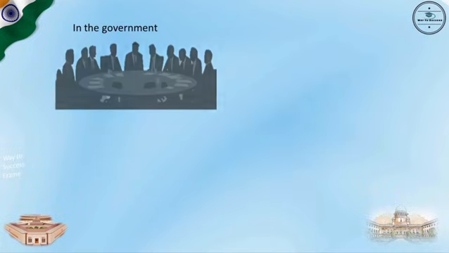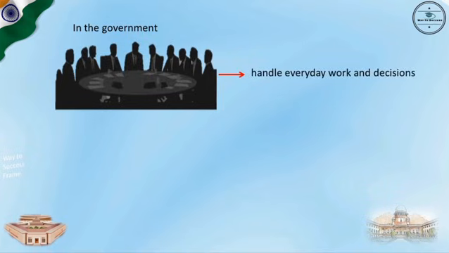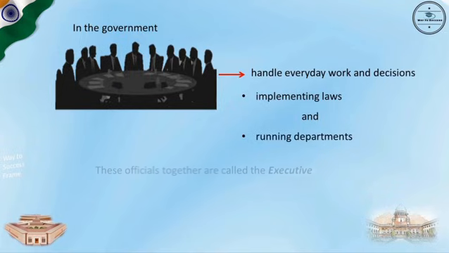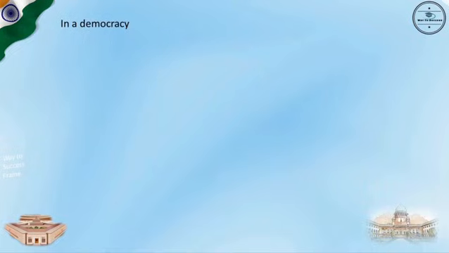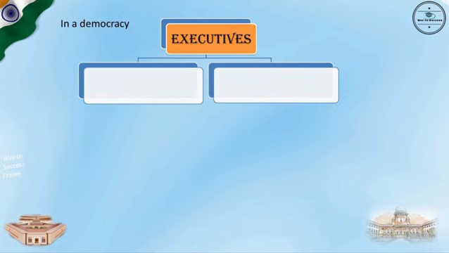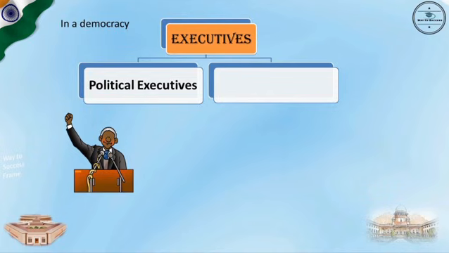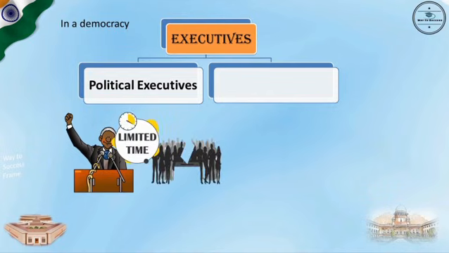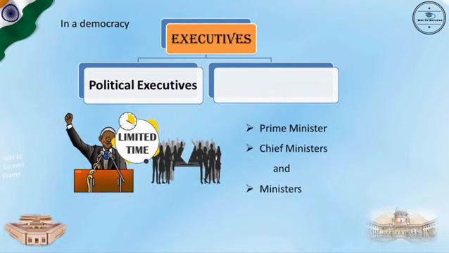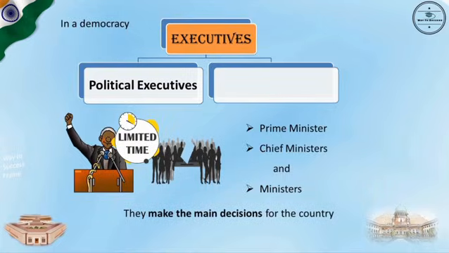Political executive. In the government, there are many officials who handle everyday work and decisions like implementing laws and running departments. These officials together are called the executive. In a democracy, there are two types of executives who run the government: political executive and permanent executive. Political executive. These are leaders elected by the people for a limited time, like the Prime Minister, Chief Ministers, and Ministers. They make the main decisions for the country.